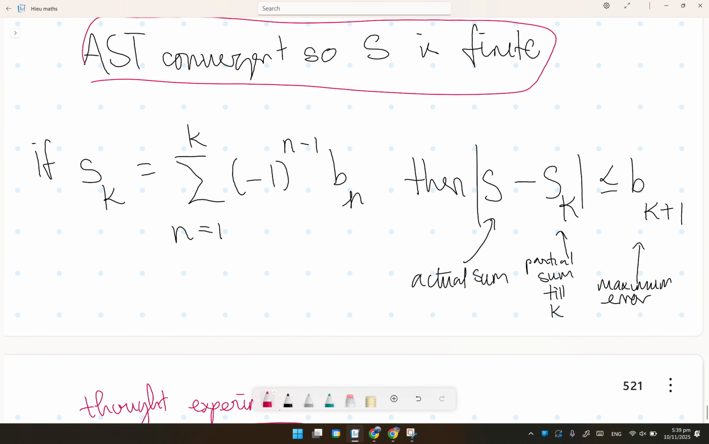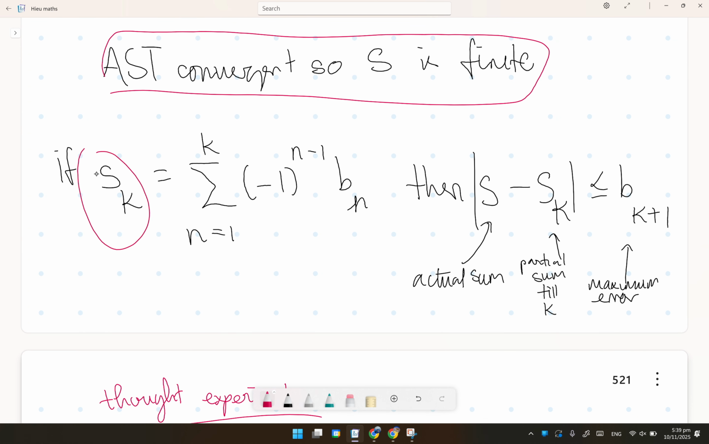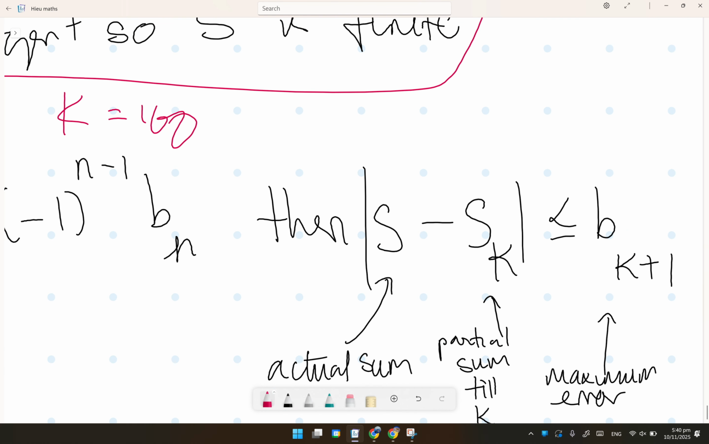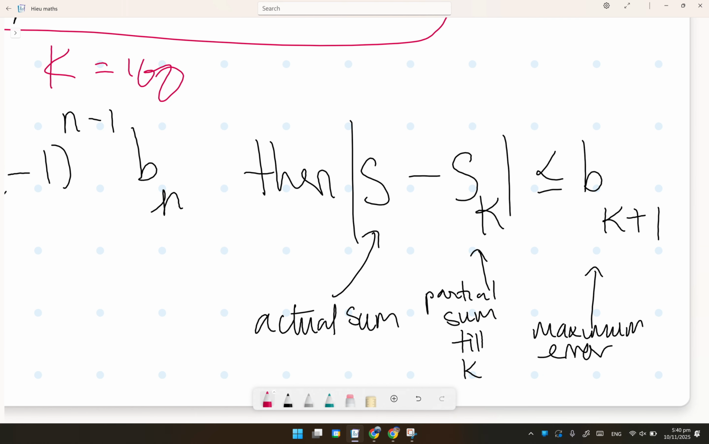What you end up with is if you had an Sk, which is a partial sum, and if you had a large enough k, like if you have a very big k, let's say k equals 100, then what you have is an estimate of AST. The actual sum minus the partial sum till k is less than or equal to the next term in the sequence, bk plus 1. And I know this is a bit hard to decipher, so we're going to do an example.